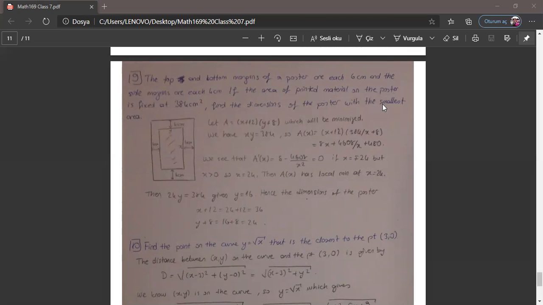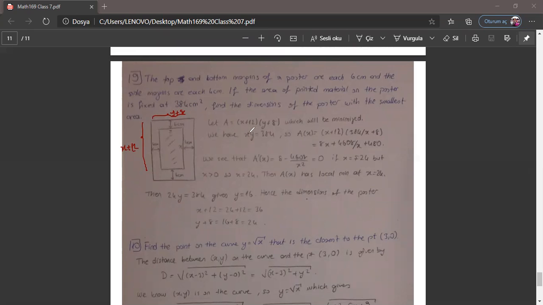What do we minimize? We will minimize this function, which is the area of the poster. So here we have x plus 12. x is in here, so x plus 12 will give you this side of the poster. And this is y plus 4 plus 4, which gives you y plus 8. So we will minimize the area of the poster, sorry, not the perimeter.